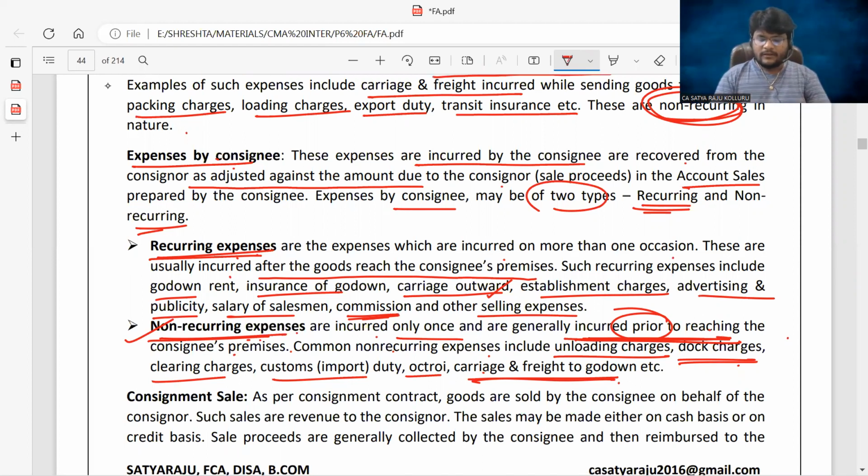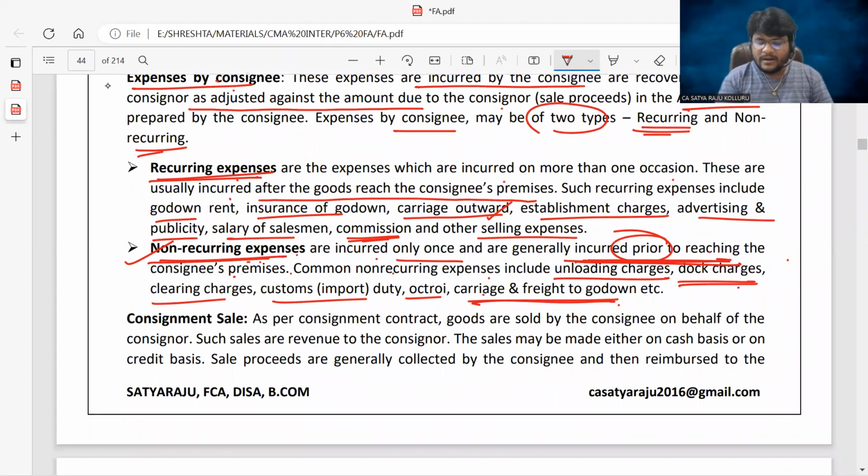Okay, guys. Next, coming to the consignment sale. As per the consignment contract, goods are sold by the consignee on behalf of the consignor. Such sales are revenue to the consignor. Such sales are revenue to whom? Consignor. These sales may be made either on cash basis or on credit basis.